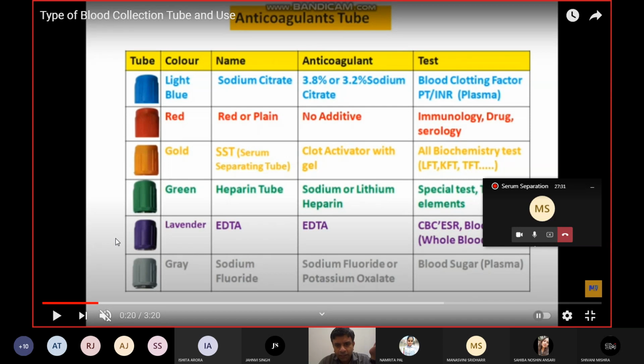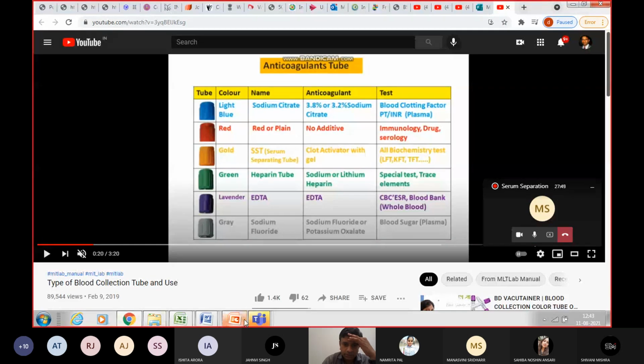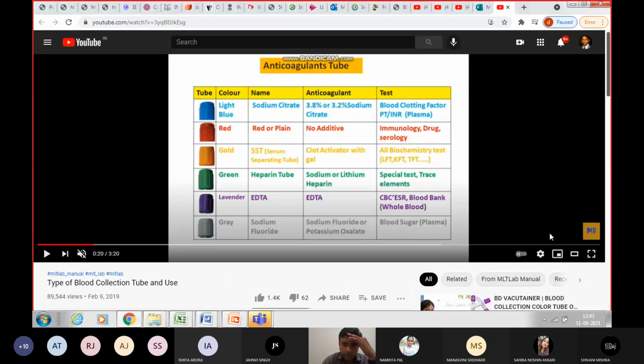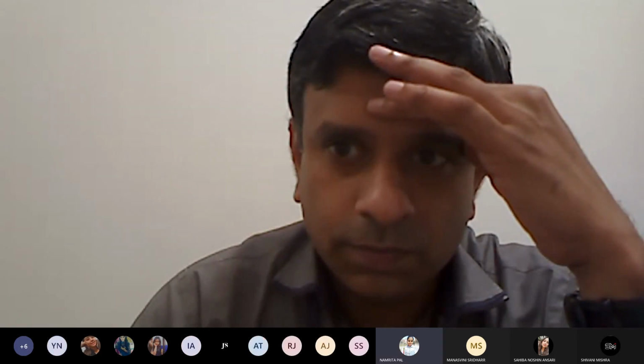Okay, but now we have these vacutainers, right? I hope you know what are Vacutainers. So, do you know what are Vacutainers? Anyone? Have you heard this term, Vacutainers? No, sir. No, sir. Nobody has heard?